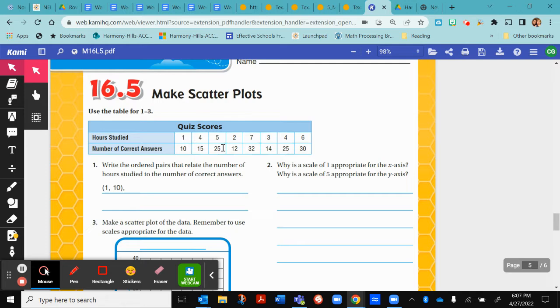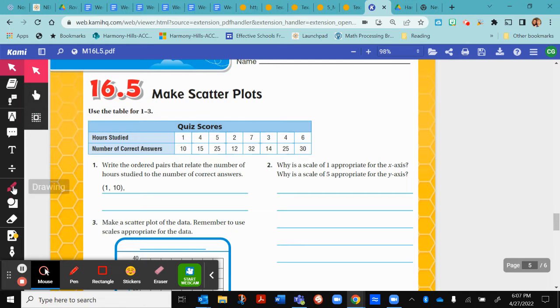You studied 3 hours, you got 14 answers correct. If you studied 4 hours, you got 25 correct. And those that studied 6 hours got 30 correct. So write the ordered pairs that relate the number of hours studied to the number of correct answers.